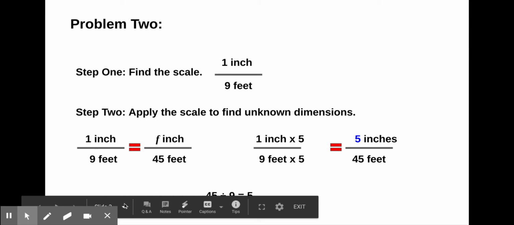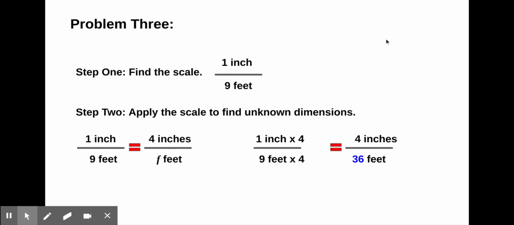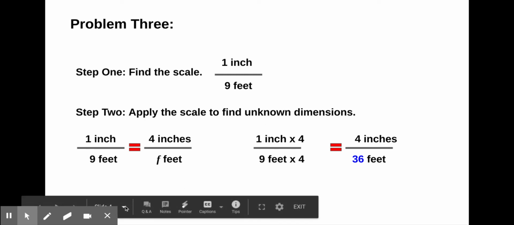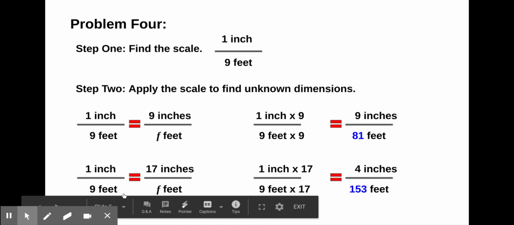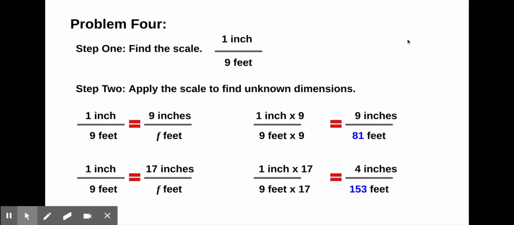Go to our third one, right? All right. Again, everything starts with a scale. 1 inch equals 9 feet. We're talking about the distance between the two flagpoles here, right? And we're saying it's 4 inches on the model. Well, 1 times 4 equals 4 inches. Well, if we're multiplying the top times 4, we're going to multiply the bottom times 4. So 9 times 4 is 36 feet. So again, there's a pattern here, right? That we can use if we have organized skills for how we're doing this, right?